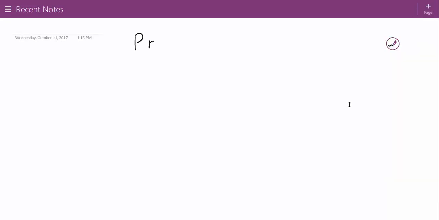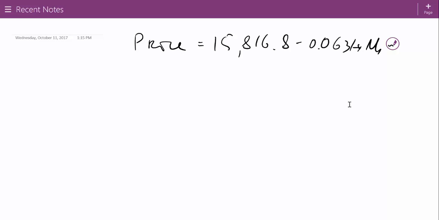So again, here's my equation. Not the slope, I'm sorry, intercept. Price equals 15,816.8 minus 0.0631 times the mileage. I'm going to abbreviate MIL. Something like that. Well, what's the interpretation for that number, if there is any? Here is what I'm tempted to do. What happens if I set mileage equal to 0?